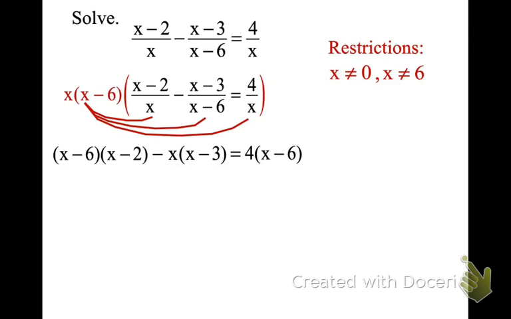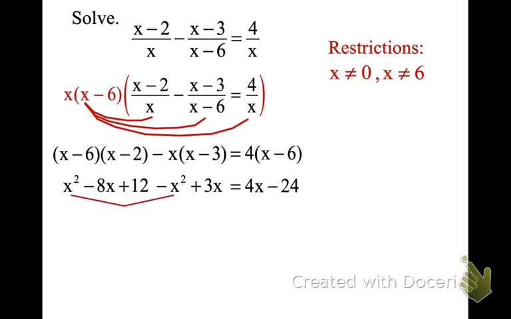Remember, if I add those two, it's the middle coefficient. If I multiply the last two digits, it multiplies to the last digit. And the next one I get, negative x squared plus 3x. And on the next one, I'm going to get 4x minus 24.